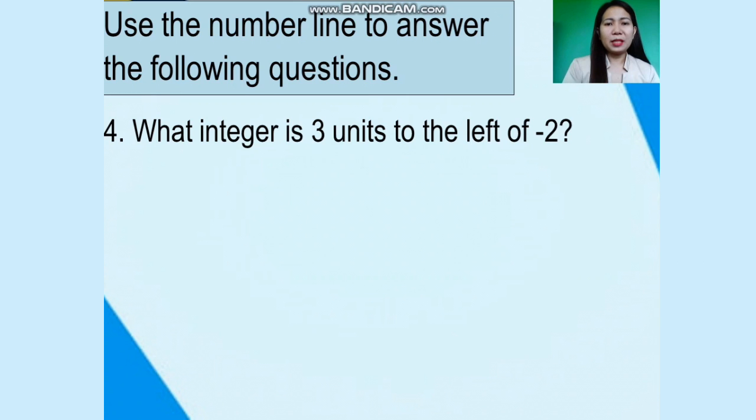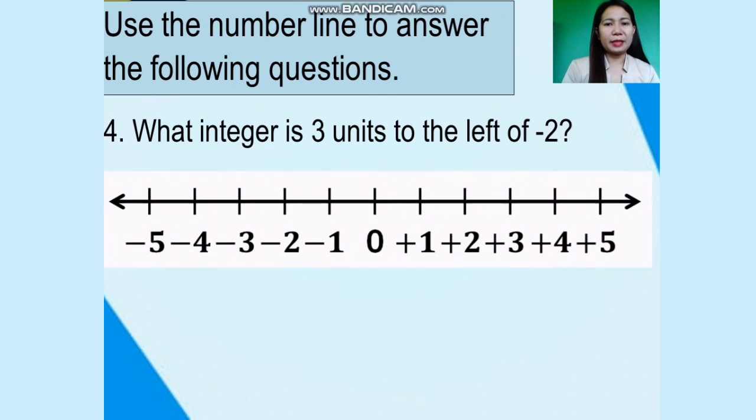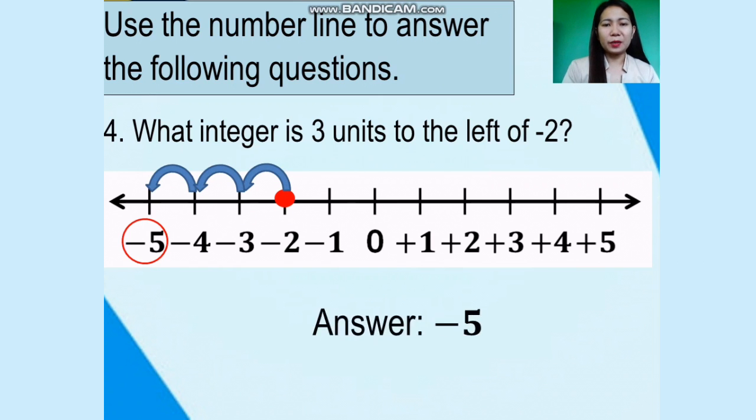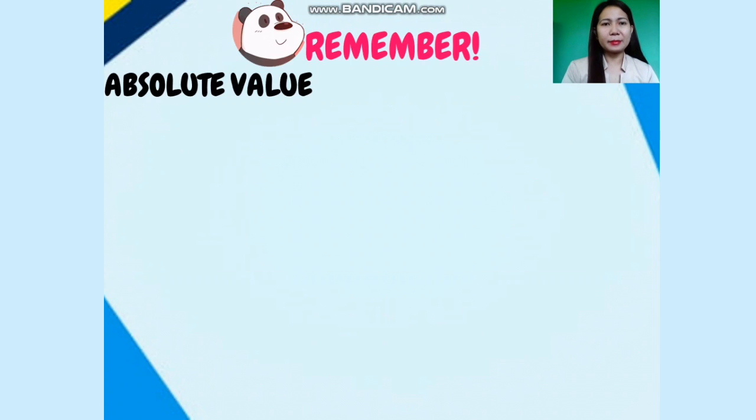How about number 4? What integer is 3 units to the left of negative 2? Let's have the number line. Let's identify where negative 2 is, and move 3 units to the left. 1, 2, 3. We end up at negative 5. Your answer is negative 5.